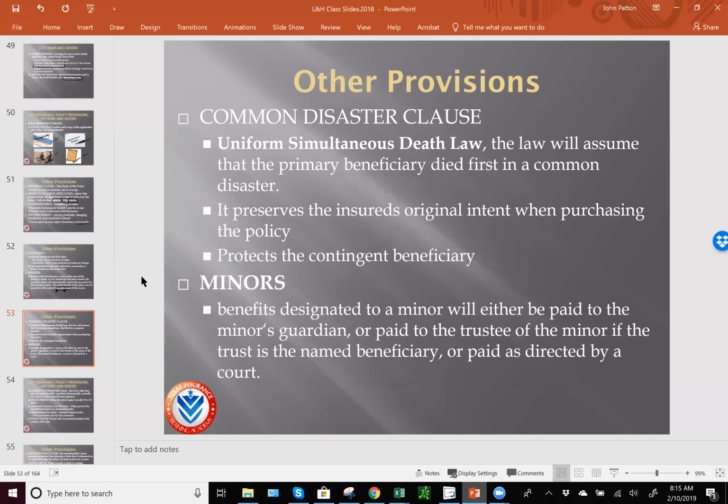Next, we have minors. Now, if a minor happens to be the beneficiary of a policy, the death benefit would not go directly to the minor. It would either go to the guardian of the minor or the trustee of the minor, and the guardian and trustee could be the same person. So this is also the only time a death benefit does not go directly to someone, when it is a minor.